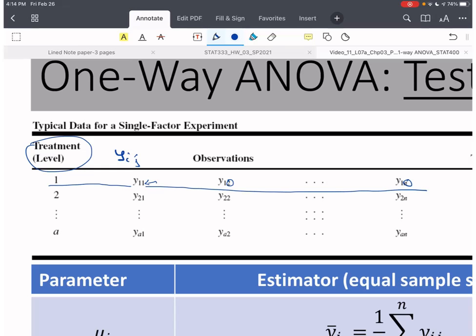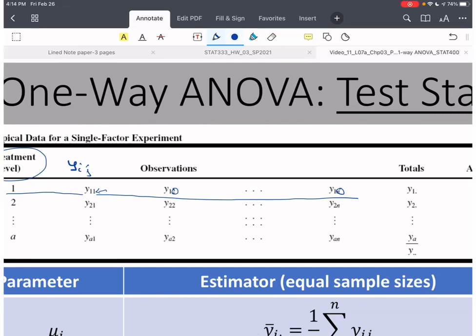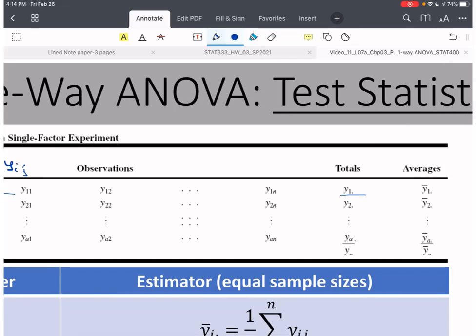Okay? And when we add them, we say that it's y1 dot, because we added across the j's. So when we add across the j's, we put a dot there to say that we've summed across that index. And this last one is still missing the dot after the a. And then when we take this value and divide by n, because there's n of them, we get the average, y1 dot bar. And the same thing for all the others, down to ya dot divided by n, which gives us ya dot bar.